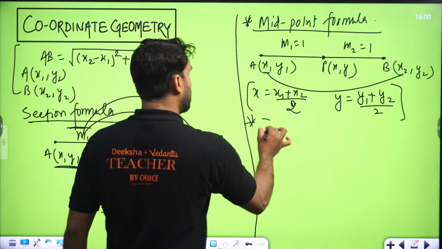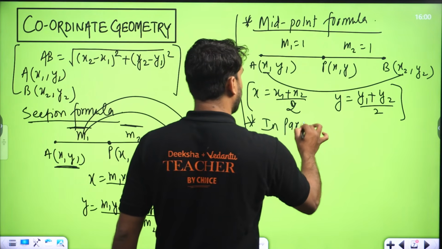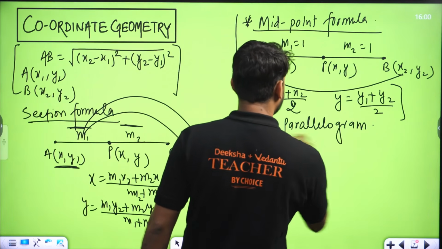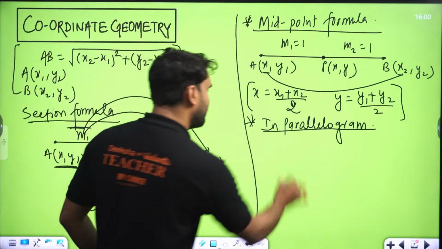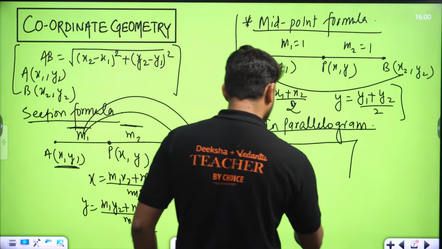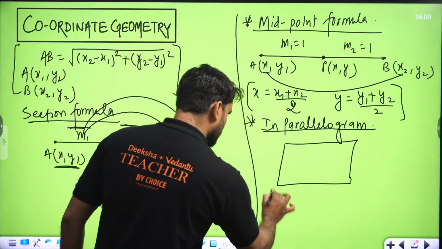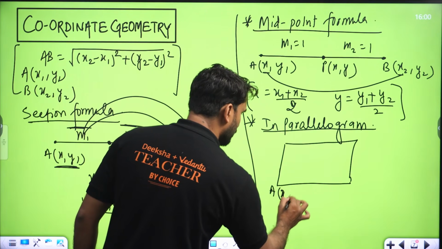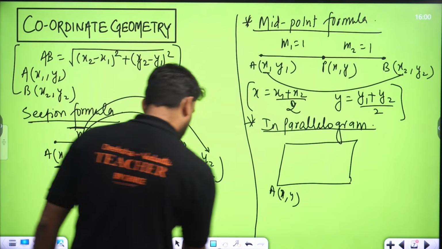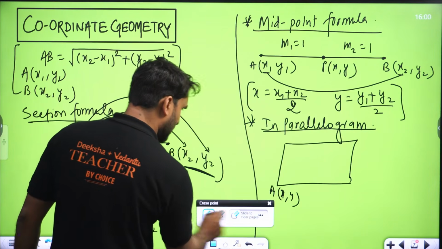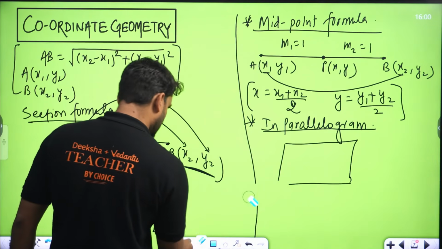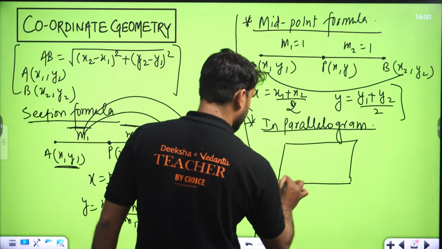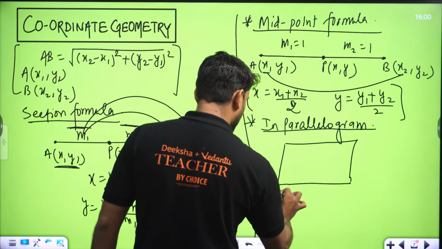Why? Listen, in parallelogram, this midpoint formula plays an important role. So how does the question come in the board? Listen. There will be a parallelogram given to you, right? Let's say this coordinate is given to you. Coordinate A is given to you, 2 comma 4. Let's assume this is given to you, 2 comma 4.